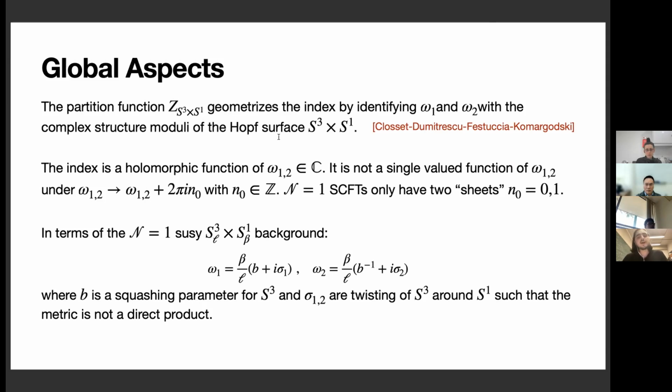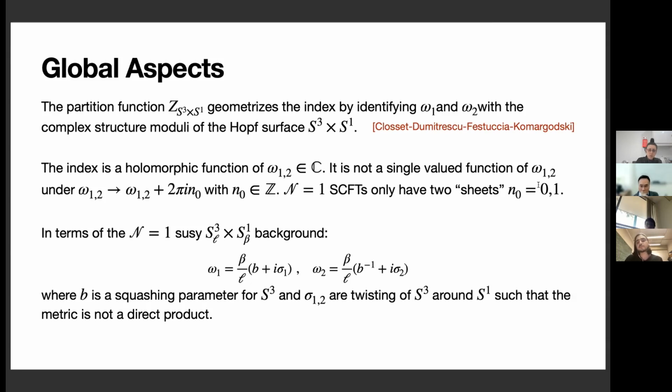However, an important point is that the index as a function of these fugacities that can take complex values is not single valued. So you should really think about the index as something that lives on the cover of the moduli space of complex structure deformations. And so if we make periodic shifts of these fugacities omega 1 and omega 2, the index can be shifted in a non-trivial way. And in particular, for N=1 SCFTs, we know that the index has two different sheets of validity.